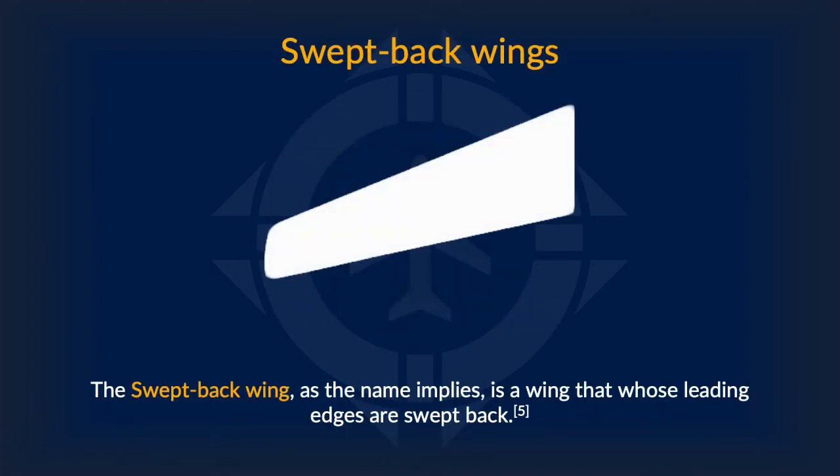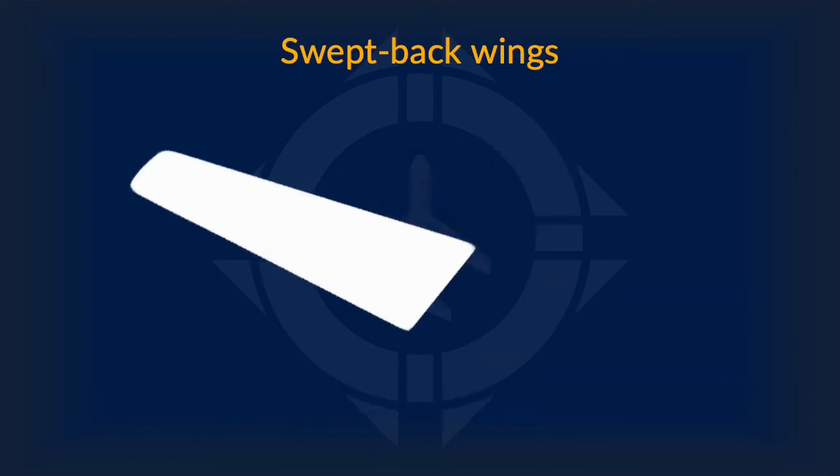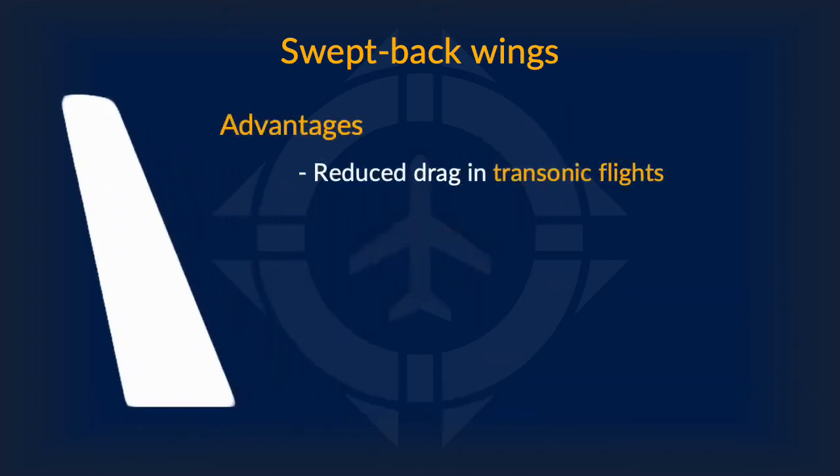Last but certainly not least, we have the swept back wing. As the name implies, it is a wing whose leading edges are swept back. Aside from looking pretty cool, the swept back wing has just one advantage, and that is its reduced drag in transonic flights. That's it. One may ask why you would even want this wing if that is the only advantage, but it turns out that this small characteristic is very helpful. Let's check it out.